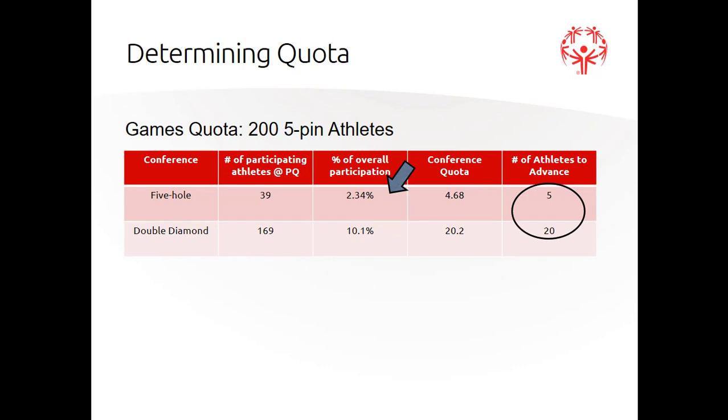Once all conference quotas are calculated, they are rounded up or down to determine how many athletes from each conference will advance to the provincial games. So when we round 4.68, 5 athletes will advance from the 5-hole conference. When we look at the Double Diamond Conference, which had 169 athletes attend that provincial qualifier, we will get a total number of 20 advancing athletes.